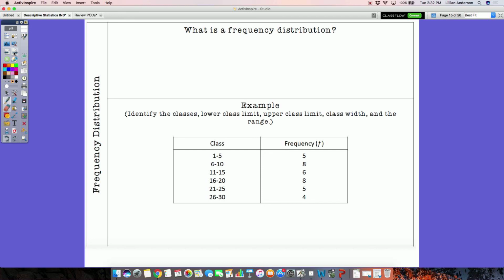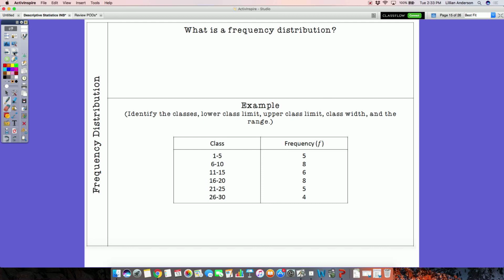So, to start, the question asks you, what's a frequency distribution? This one's different from the other ones that we just did on page 44, all right? But a frequency distribution is still a table. It's still a table that's going to show classes or intervals of data, with a count of the numbers of entries in each class.